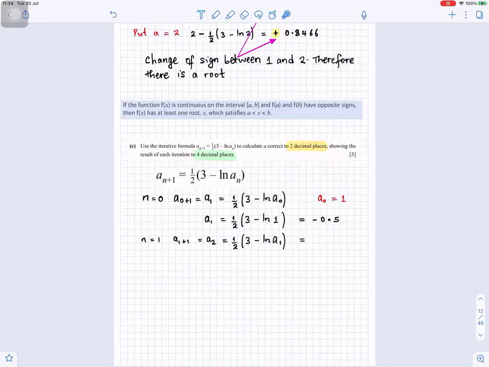Part C, use the iterative formula a_(n+1) equals half bracket 3 minus ln a_n to calculate the root correct to 2 decimal places, showing the results of each iteration to 4 decimal places. So that's the iteration formula there.